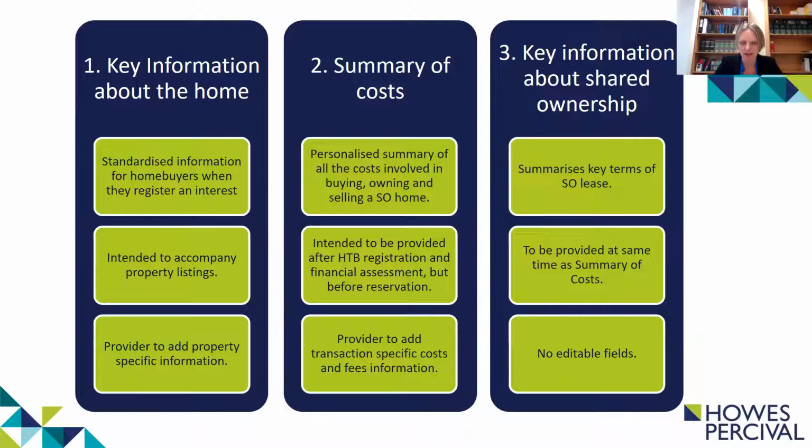KID 1 is information about the home. This is intended to accompany your property listings, and you need to do this on a plot-by-plot basis. The type of information you need to add to this form includes the property address and type, market value, share purchase price and rent examples based on different percentage shares, so you give the buyer a picture depending how much they buy.